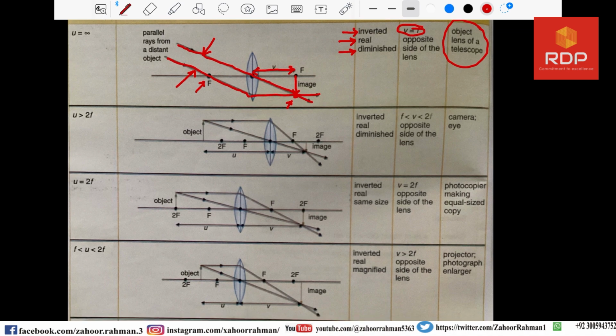Now let us turn our focus to the second situation. First of all, let me tell you that this is 1f, this is 2f, and this is 2.5f.